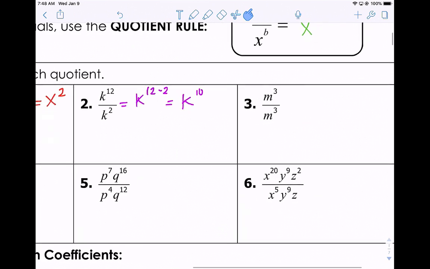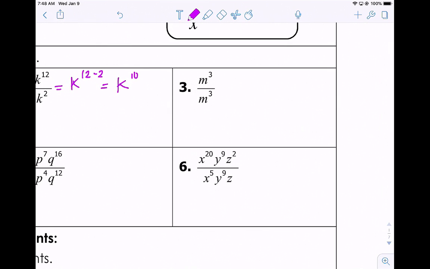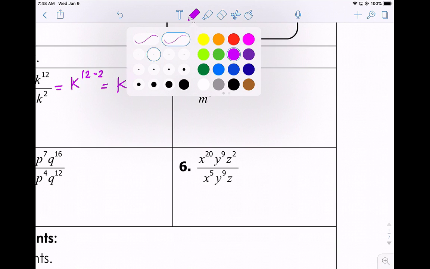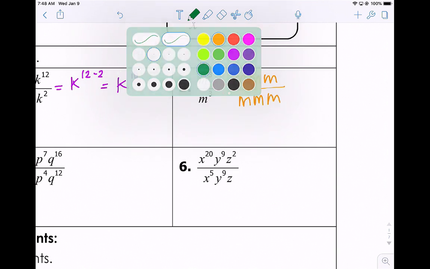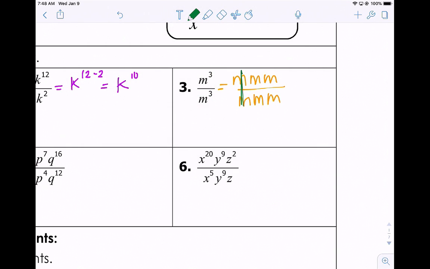Number 3, this one's a little bit tricky. I'm going to write this one in expanded form. It's a little bit shorter. So I have m cubed divided by m cubed. Some of you maybe already know what this is, but m cubed in the numerator would be m times m times m, divided by m cubed, which is m times m times m. Well, we just said in the first example that anything divided by itself is 1. So this is 1, this is 1, this is 1. So 1 times 1 times 1 is 1.